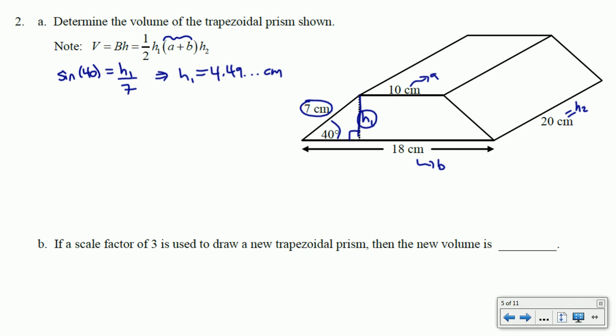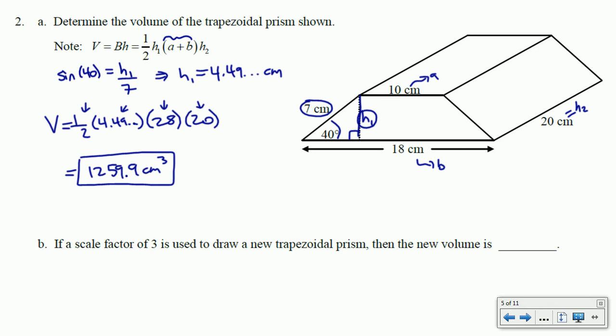So now we can figure out the volume. Volume is 1/2 times h1, which we just found, multiplied by a plus b, so 10 plus 18 is 28, multiplied by 20. So 4.49 times 28 times 20 times 0.5 gives us a volume of 1,259.9 centimeters cubed.